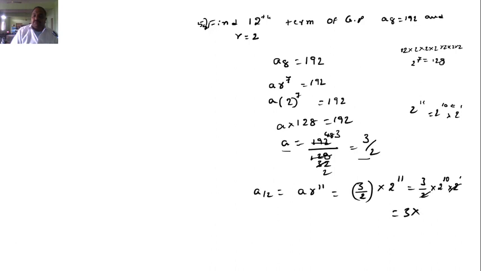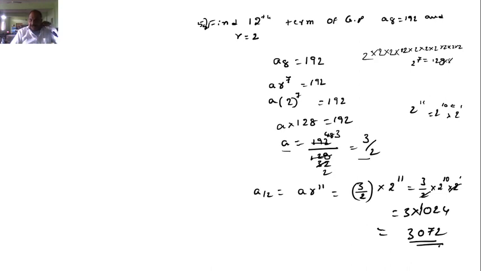3 into 2 to the power of 10, here we multiply 2 to the power of 7 times, so again 3 times 2 into 2 into 2. So 128 into 8 is 1024, and 3 times 1024 is equal to 3072. So this is the 12th term of the GP.